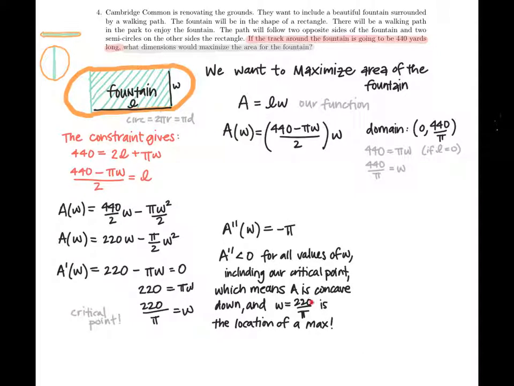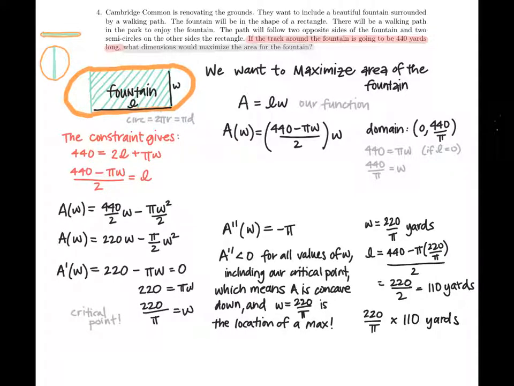I want to plug that 220 over pi, which is definitely going to be my width dimension, right in here to figure out what our length would be. Pause the video, go ahead and give that a try. And we find that length is 110 yards, width is that 220 over pi yards, and that is our final answer.